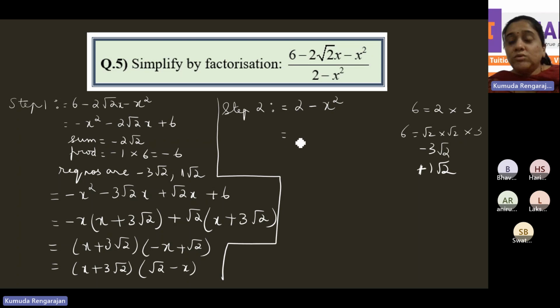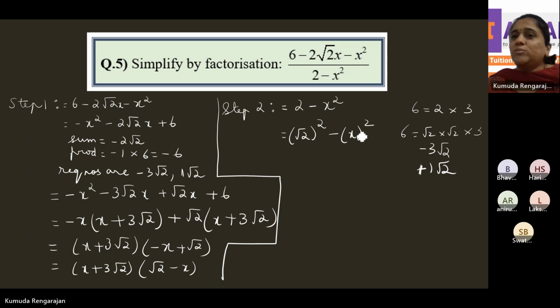So how do you write 2? Root 2 the whole square. Okay, so 2 should be written as root 2 the whole square minus x the whole square. You need to present the expression in the form a square minus b square. So now this is like a square minus b square.